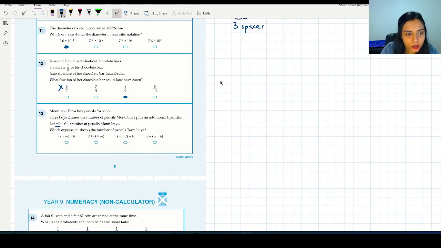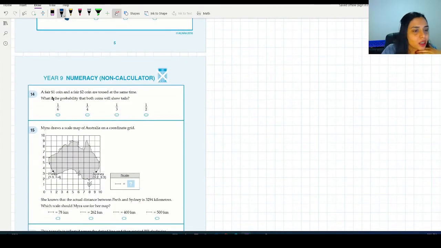So that's going to be 2 times M plus an additional 4 pencils. So it's going to be plus 4. And that's how many pencils Tara buys. So this is 2 times M plus 4, which is what we want. So let's shade that in.